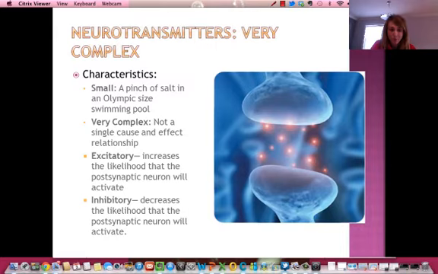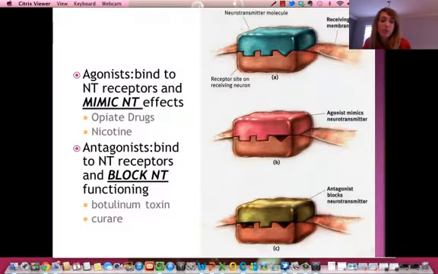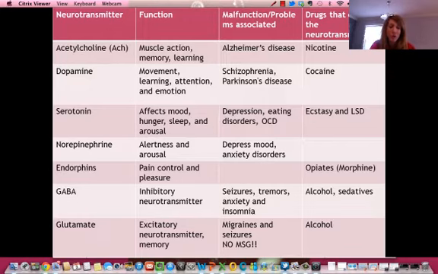Okay, now, this is a chart of the neurotransmitters. Oh, sorry. This is a chart of the neurotransmitters you have to know, okay? So I'm going to talk through these kind of quickly. You need to stop and pause this and copy down this chart so you have them, okay?